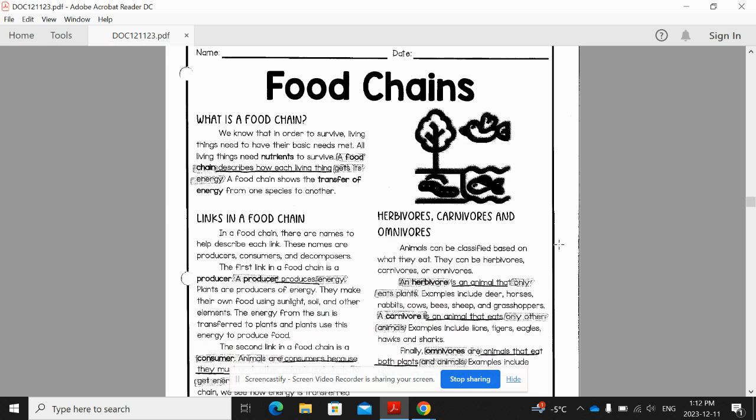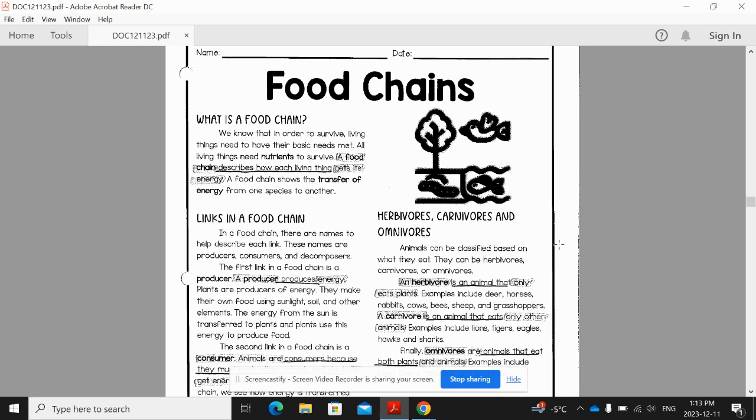So here we have food chains. What is a food chain? We know that in order to survive, living things need to have their basic needs met. All living things need nutrients to survive. A food chain describes how each living thing gets its energy.